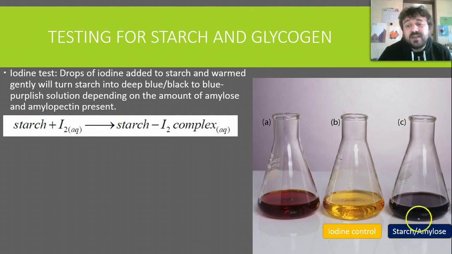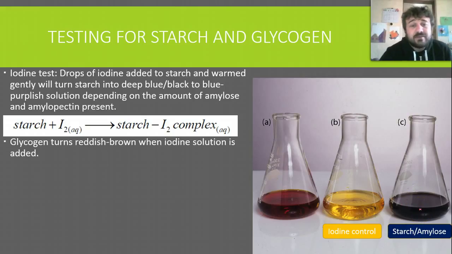So that's starch, and amylose is the version of starch that reacts to that. Glycogen, on the other hand, with iodine, turns a reddish brown. And so that's what we're dealing with here.